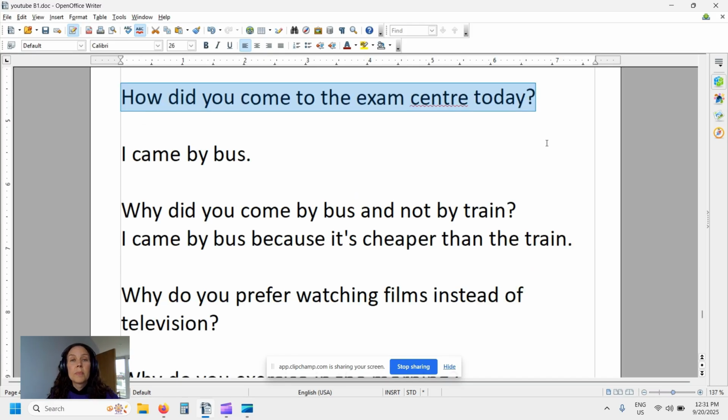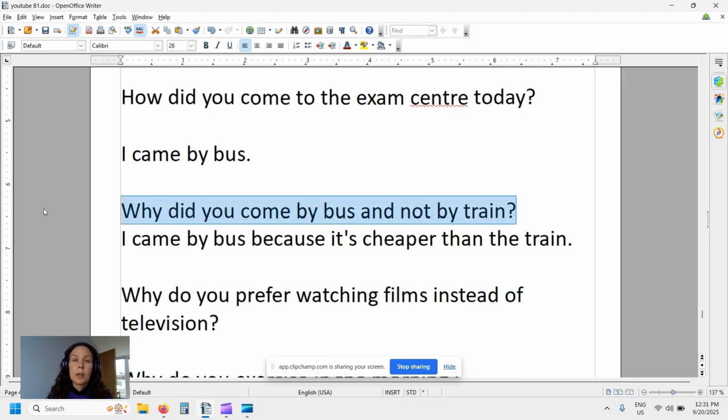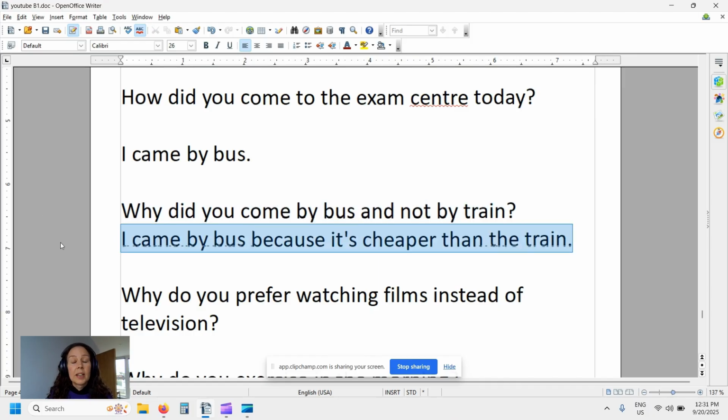How did you come to the exam center today? I came by bus. It's a good answer. When you say that, it often leads the examiner to ask you why. Why did you come by bus and not by train? I came by bus because it's cheaper than the train.